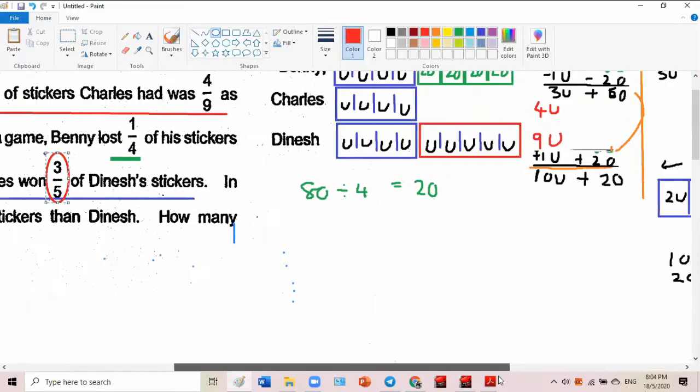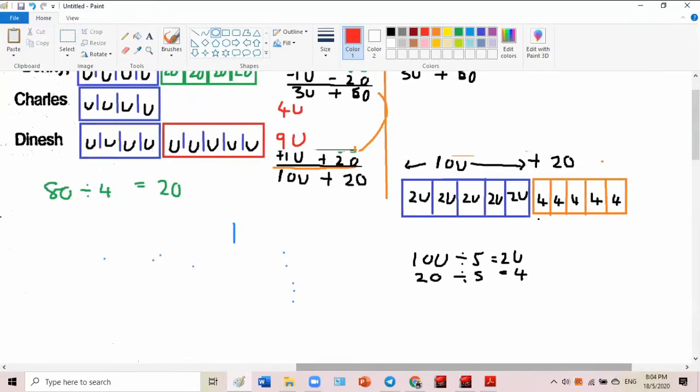That's why this screen is not big enough. 3/5 means what? This is Danish's, right? Charles won 3/5. What happened to Danish? 3/5 means knock out 1/5, knock out 2/5, knock out 3/5. Here also must knock out 1/5, 2/5, 3/5. Understand?